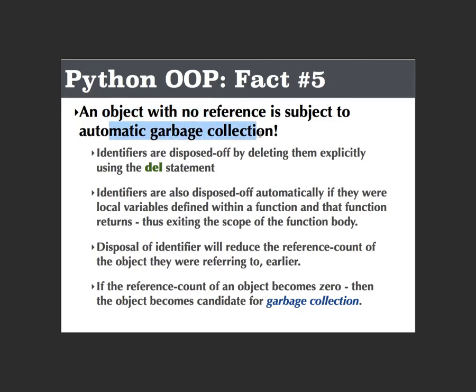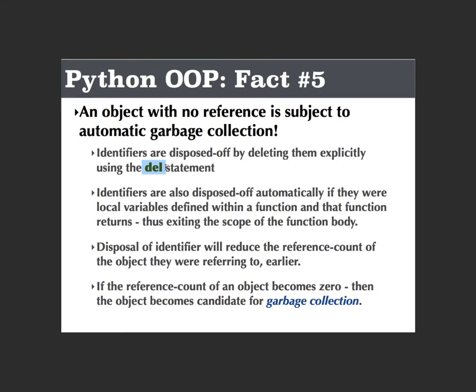Clear? The next fact tells you that an object with no reference is subject to automatic garbage collection. What do you mean by that? If you come from a C++ background, you allocate memory on the heap, you have to free it. In C++, you know that destructor operator, you need to use that explicitly. If you move on to a modern language like Java, they come with automatic garbage collection. Python also has one. In Python, any object which has no more references to it is automatically marked for garbage collection. You can explicitly get rid of variables by using the del statement. Del can be used to delete a reference.